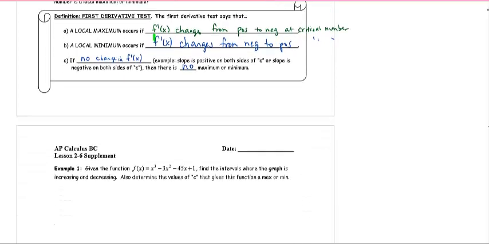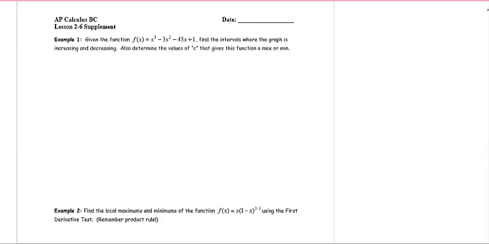So now let's use that first derivative test. Yes, please turn the page. And let's see if we can actually do some of these questions together. So now I don't have a graph, but I've given you an analytical function here. F of x equals x cubed minus 3x squared minus 45x plus 1. I'd like you to find the intervals where the graph is increasing and decreasing, and then determine the values of c that give the function a max or min.